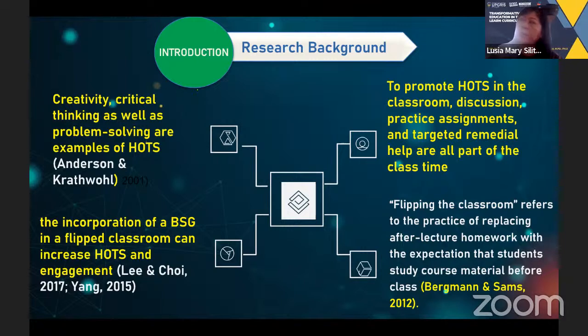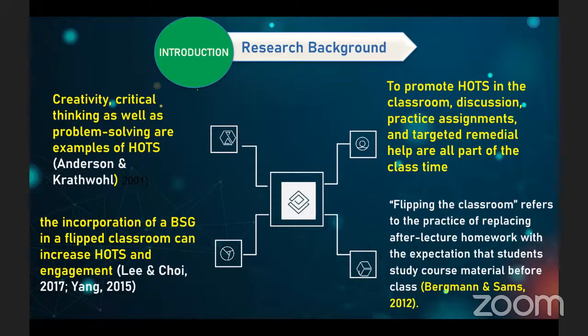To promote high order thinking skills in the classroom, discussion, practice assignments, and targeted remedial help are all part of the class time. High order thinking skills, or HOTS, have a factor structure that comprises, as I mentioned before, analysis, synthesis, application, and assessment. This factor structure helps capture student experience in a university setting.